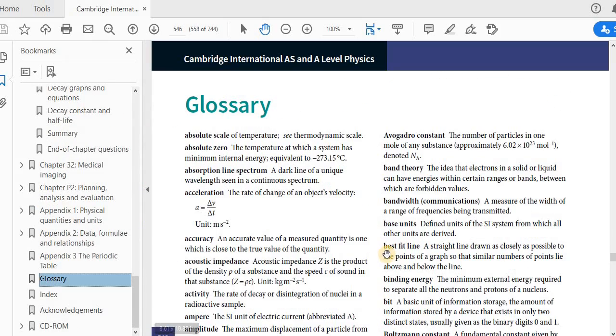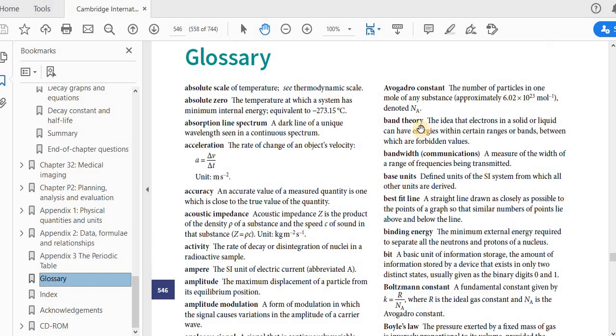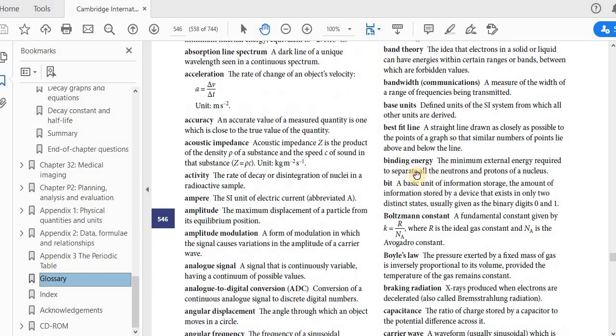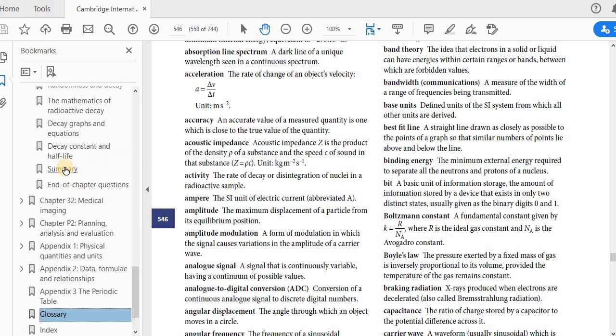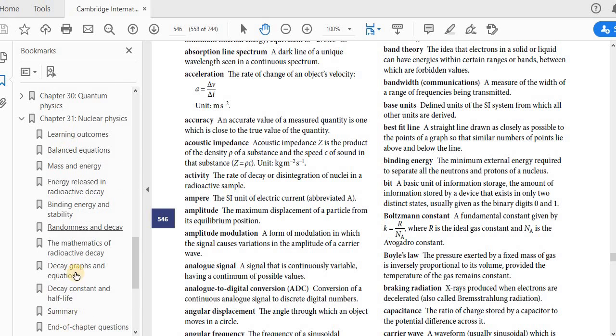So if I go to the glossary and look for binding energy, you can see it's here. But see, minimum external energy required to separate all the neutrons and protons, those are the nucleons of a nucleus. But again here it doesn't say infinity. But when we went through some mark schemes, I discussed the latest 2019 papers also, or even the 2020 papers, you can see there was a question on this. They had asked you to write what binding energy is, and in that I explained this in detail. Okay, so in this chapter this is what is left.